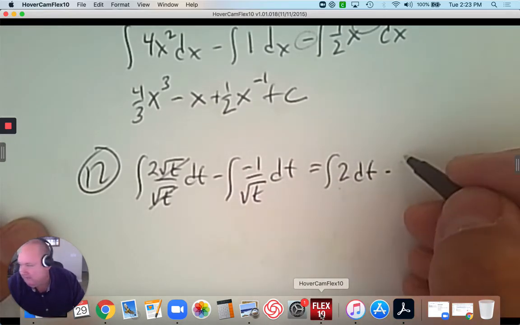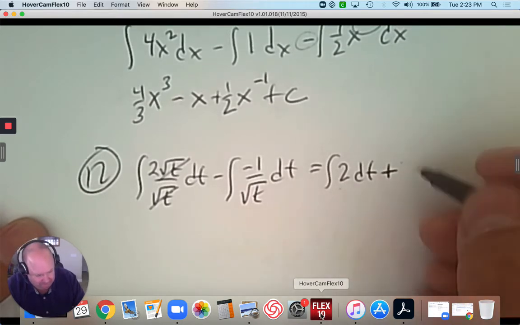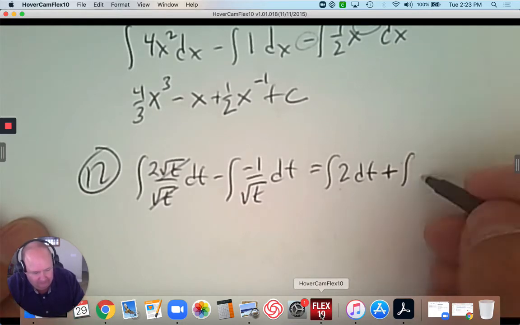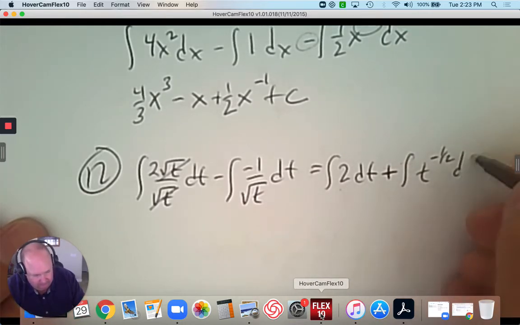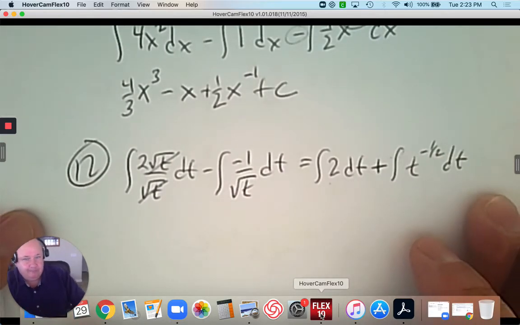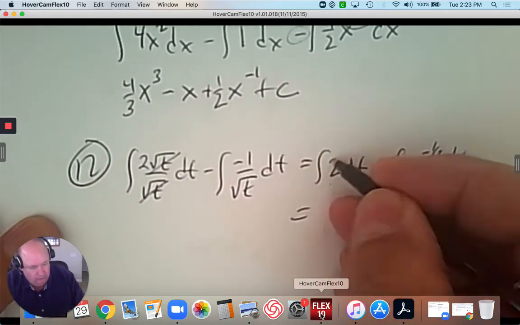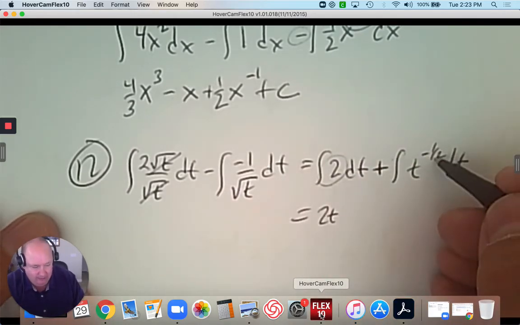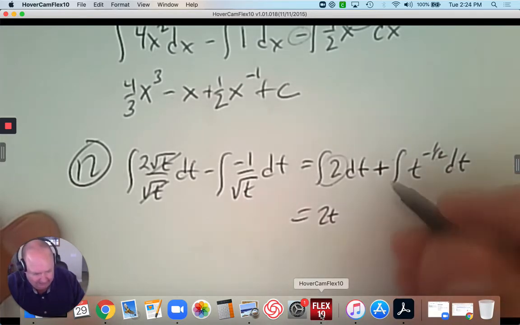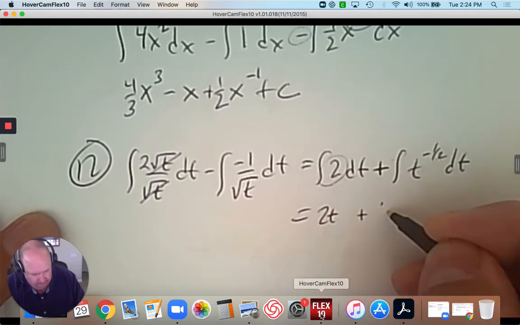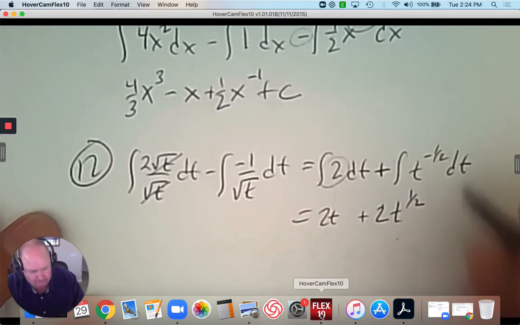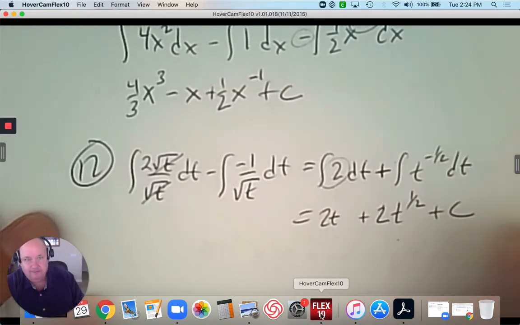And notice a negative and a negative would make this plus. And then we're going to write root t as t to the negative 1/2. So 2, the antiderivative is 2t, working backwards. Here, if I add 1, 2 and negative 1. If I go 2 plus negative 1, that's 1/2. And then divide or multiply times the reciprocal. And then the constant.